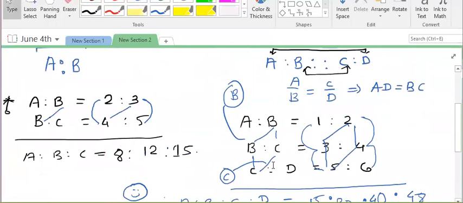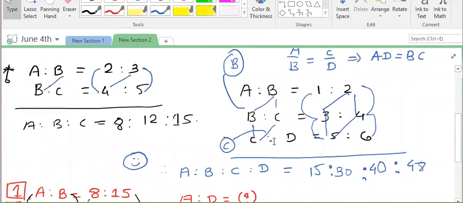So I have shown you in the theory or in the shortcut that when we are having A is to B, B is to C and C is to D, from there I can find A is to B is to C is to D in this manner, right? How? For A, I will multiply these three terms. For B, I'll multiply this into this with this. For C, I'll multiply this into this with this. And for D, I'll multiply this into this with this. So I'll get A is to B is to C is to D.